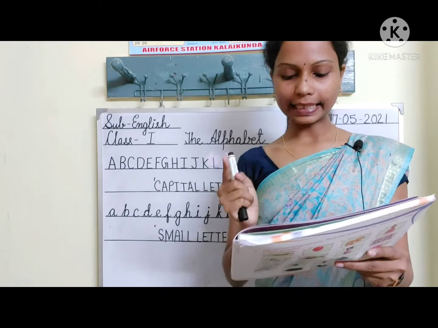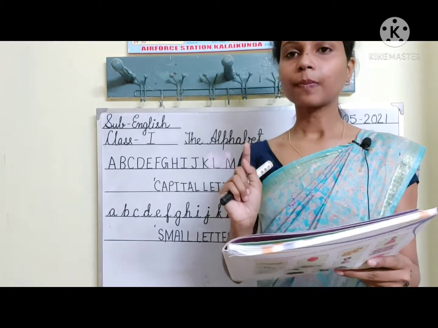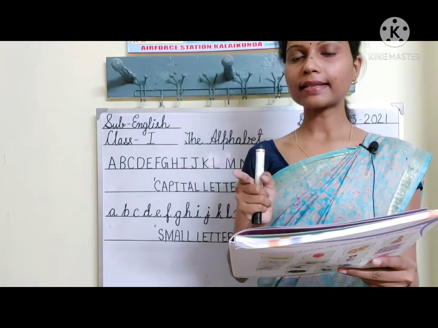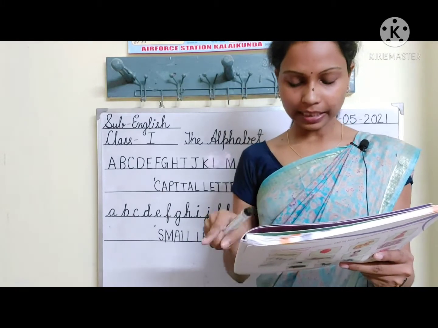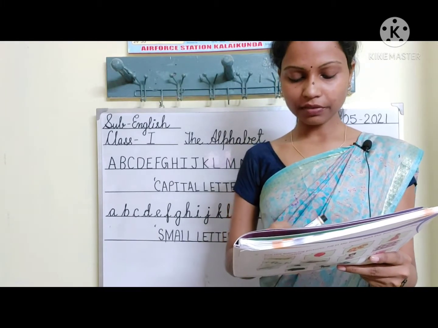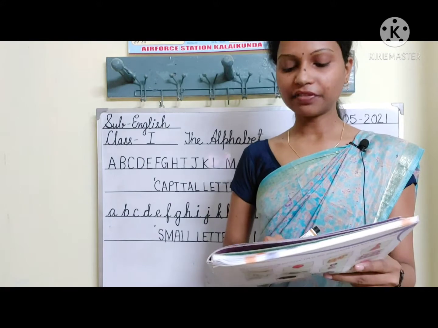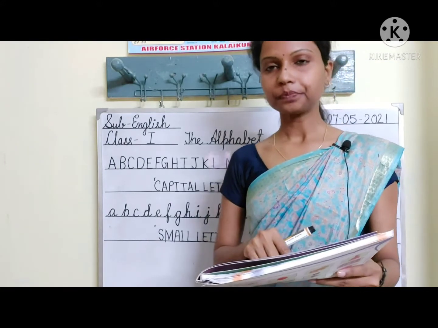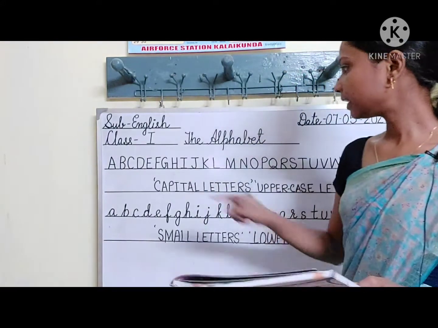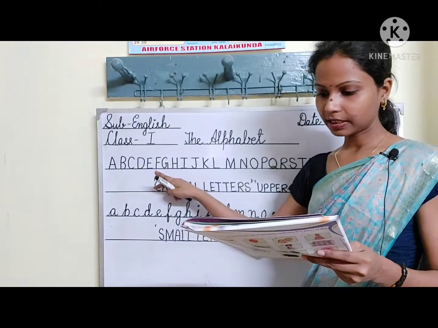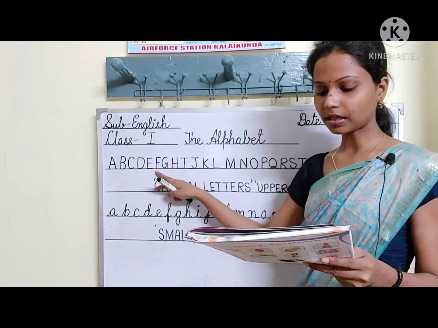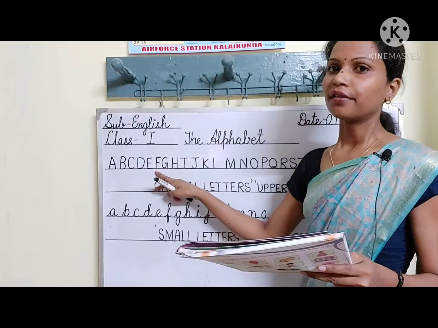Next letter D. Is D given here? No. We will move to the next letter, that is E. Is E given here? Yes. So what we will write in number 3? Elephant. Now after E, what comes? F. Is F given here? Yes. So in number 4 we will write down fox.